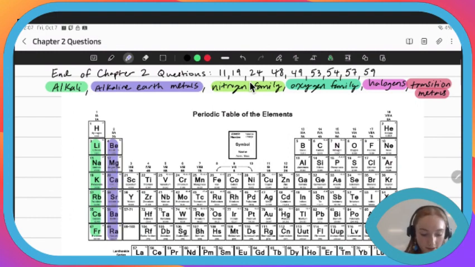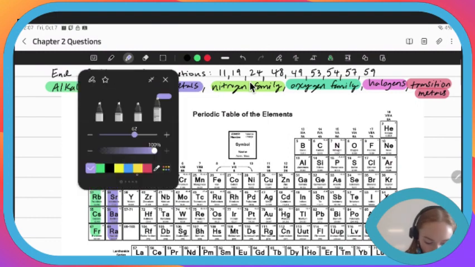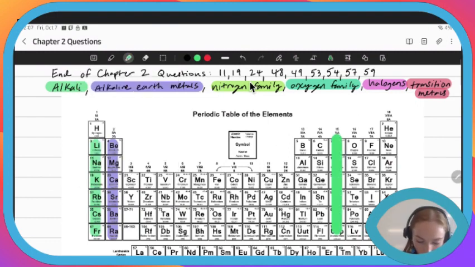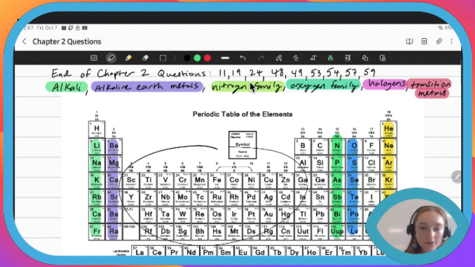And then for the nitrogen family, it'll be under nitrogen. Right here, and then for oxygen it'll be right next to it under oxygen, and then for halogens it'll be right here. I know the highlighting isn't the same color, but it's all right. So that's where all of these are located, and for the transition metals, that includes all of the metals in between right here. So that's where everything is located.